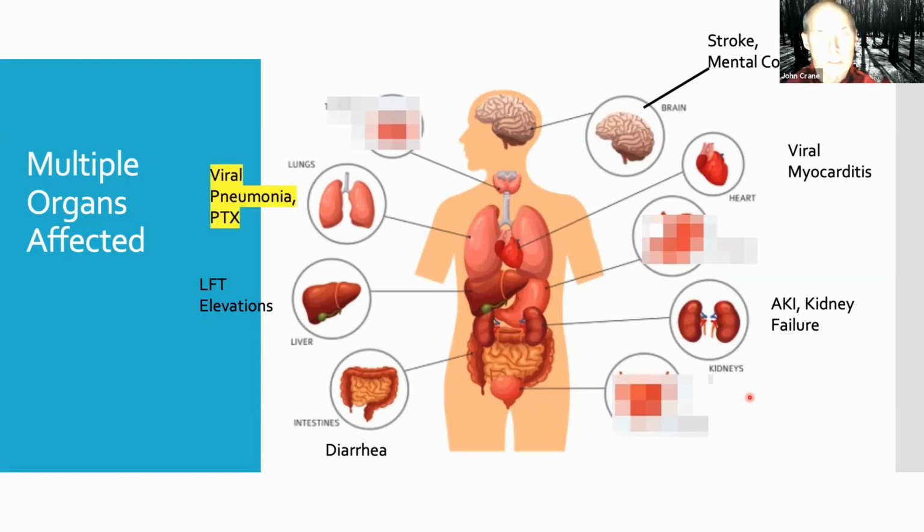And of course, we already know about the lungs. That's what gets most attention. Viral pneumonia, and PTX is an abbreviation that stands for pneumothorax. And that's where your lung spontaneously develops a puncture and collapses.